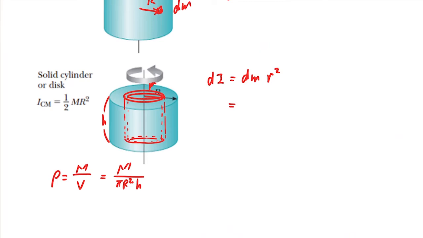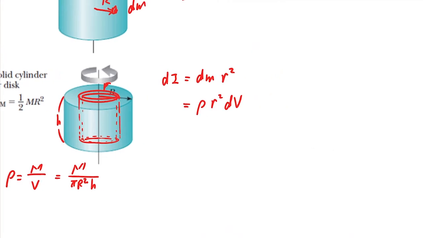Okay, then let's think about what dm is. dm has to be our density times, we'll just put r squared here, and then it has to be dv, eh? So far with me? We'll draw this dv out. If I cut this thing and spread it open, it's going to look like this.